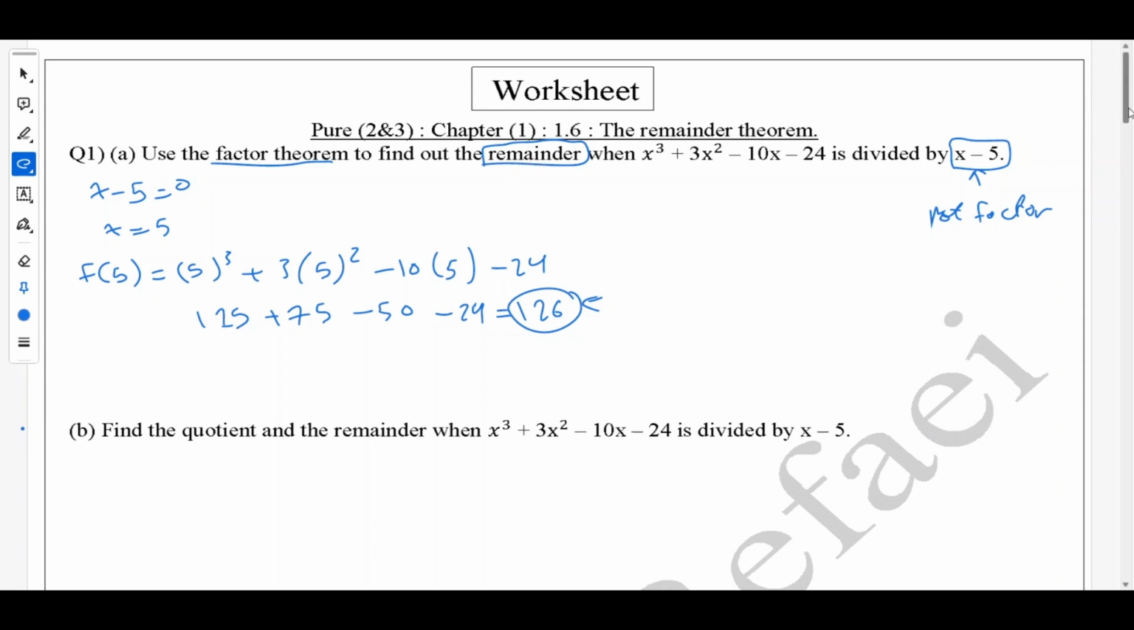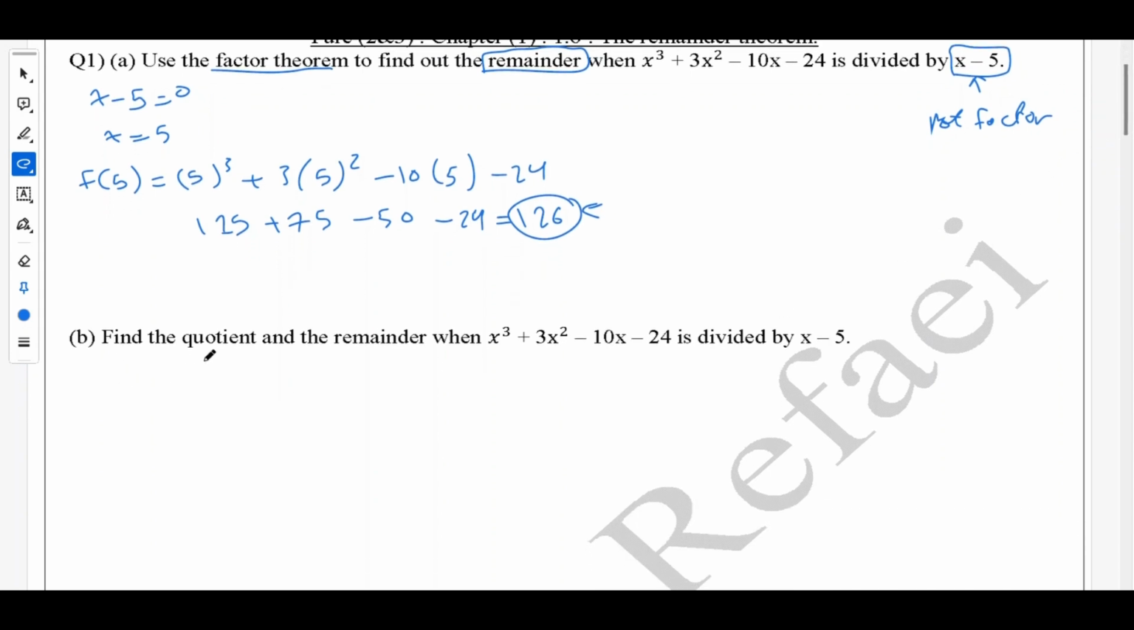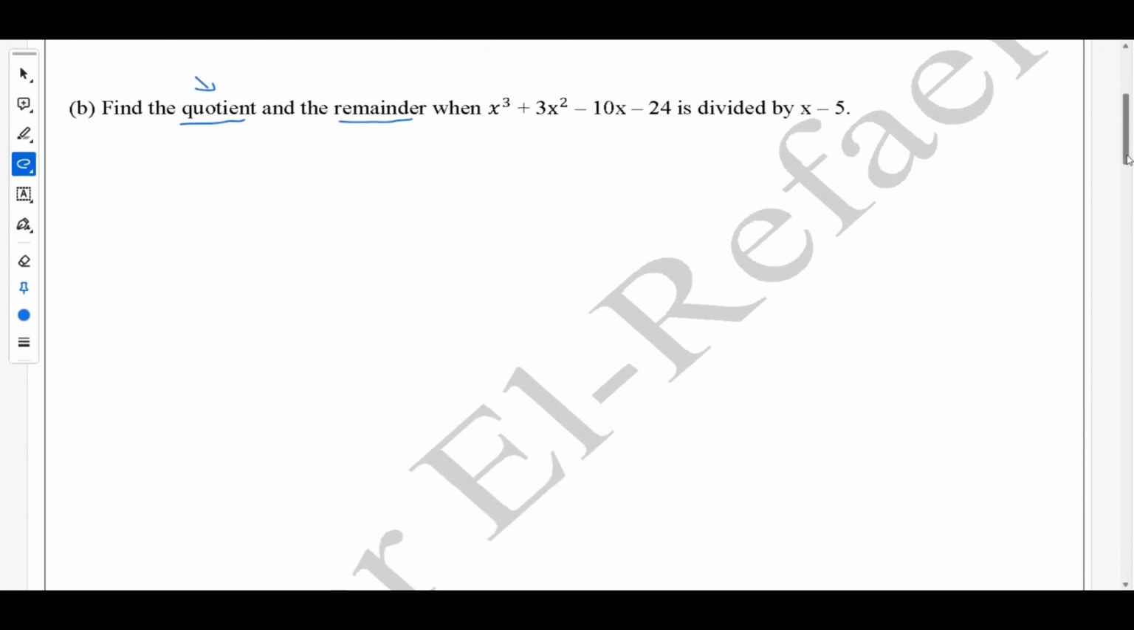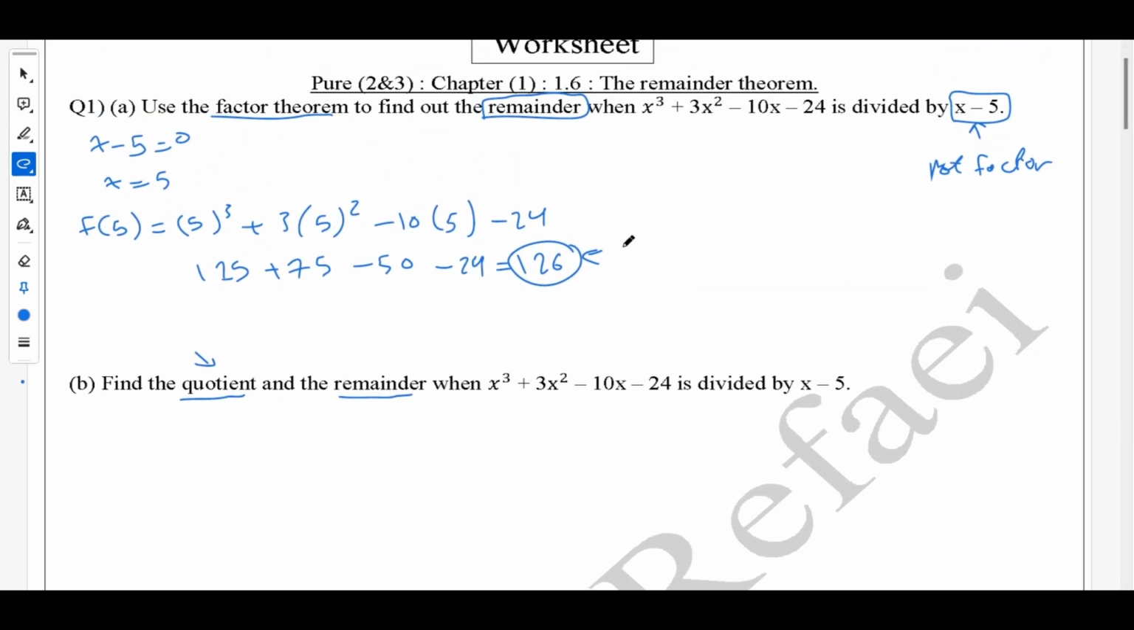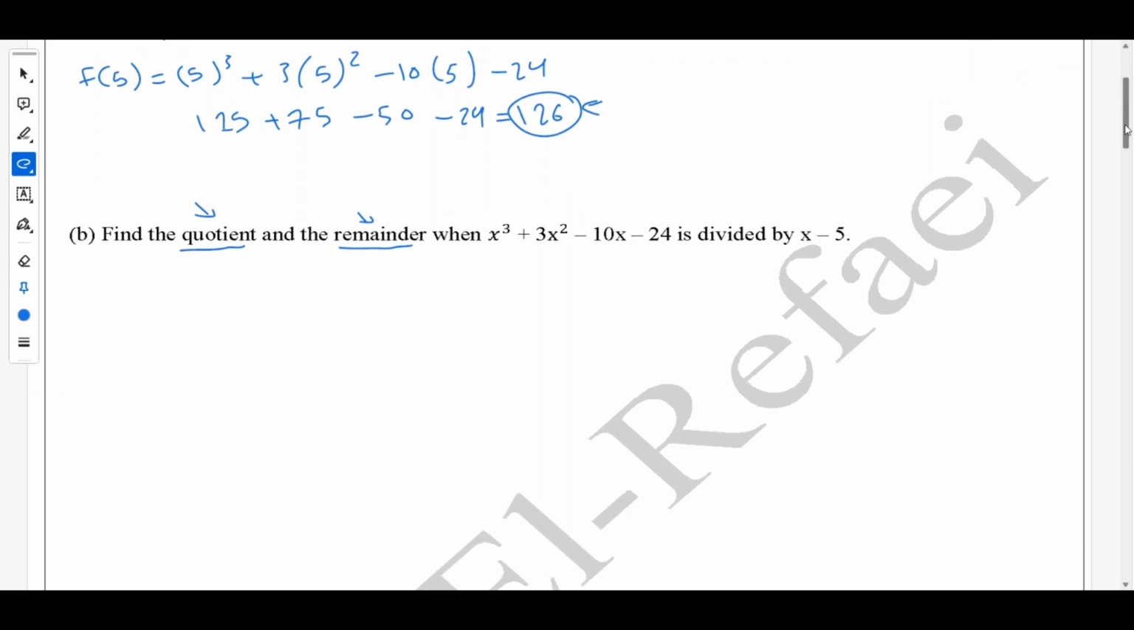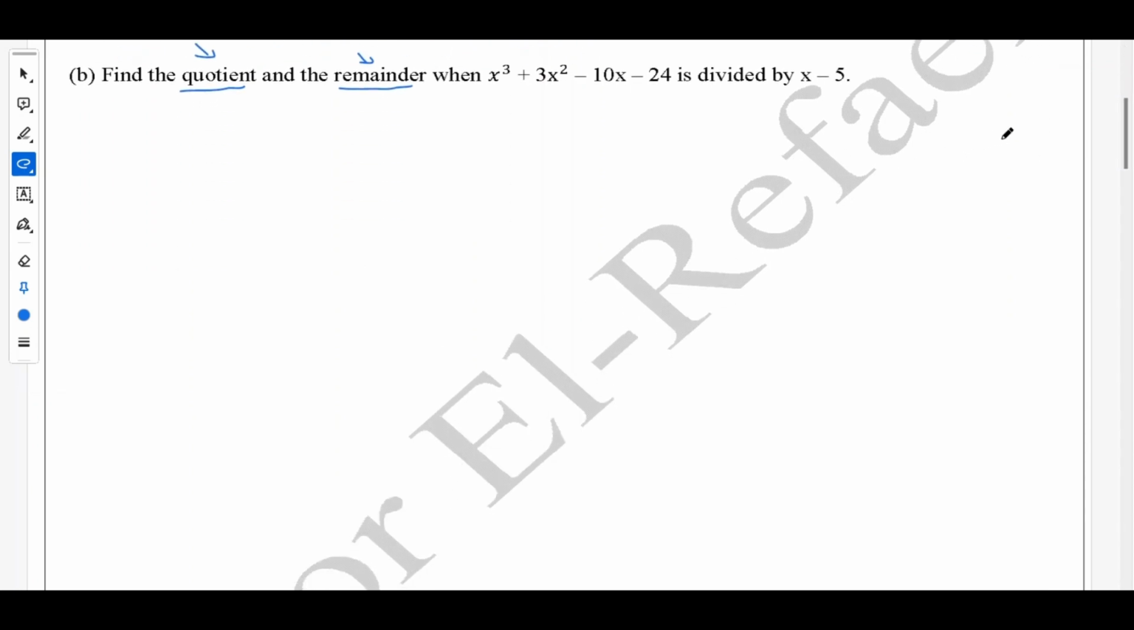If I look at part B, find the quotient and the remainder. In this case, I have to use the long division method because I'm talking not just about the remainder, I also need to find the quotient. Because the remainder is not 0, it's 126, we call it the remainder theorem. So for the quotient, I'm going to use the long division method.